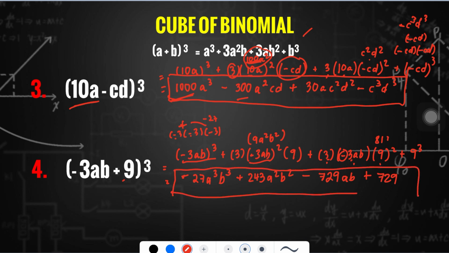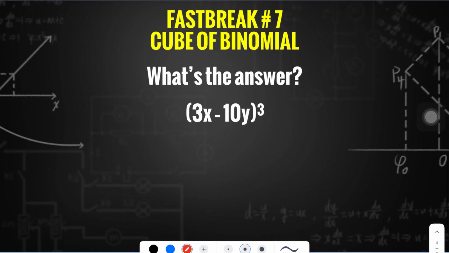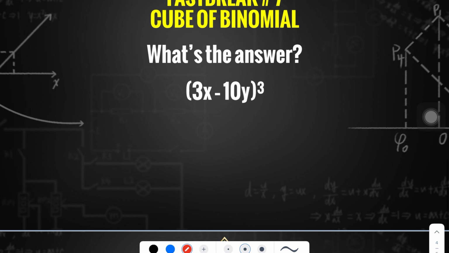Big numbers, guys. So that's cube of binomial. If you remember this formula, then you won't be lost with your cube of binomial. Answer this one on your own: you have 3x minus 10y, quantity cubed. What's the answer? We'll have the answer next time.